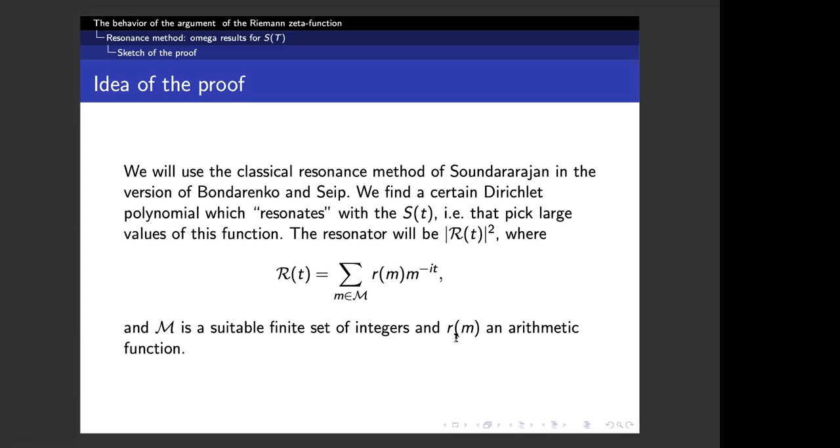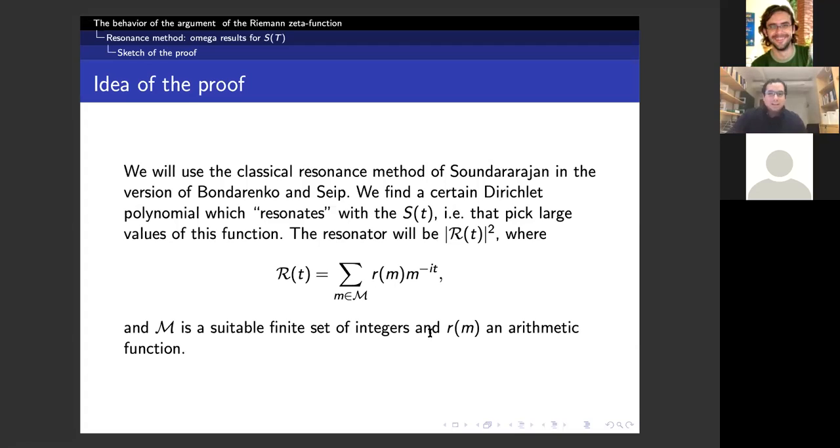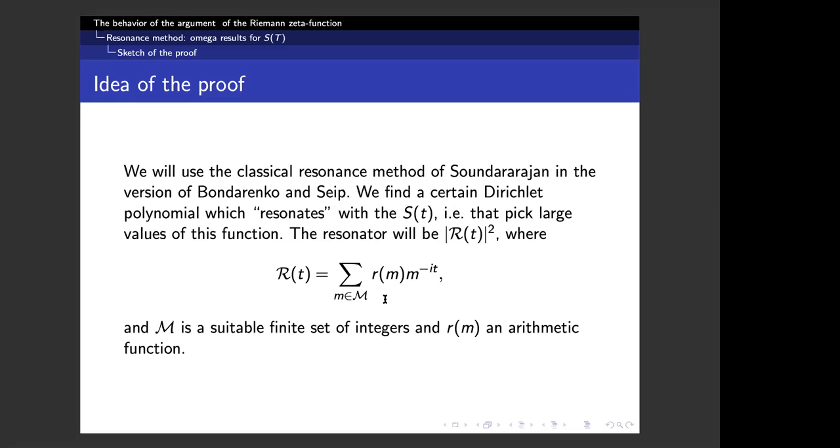The idea of the resonance method is to find a Dirichlet polynomial such that you can pick large values for the function that you are studying. So the resonator R(t) has this form. It's a Dirichlet polynomial. It's the sum over a certain subset of integers of R(m) over m^(it), where R(m) is an arithmetic function.